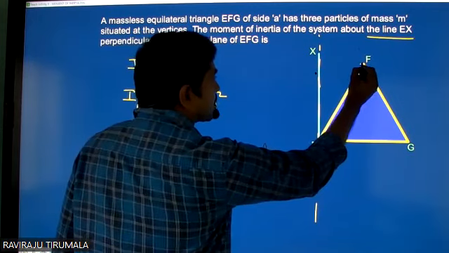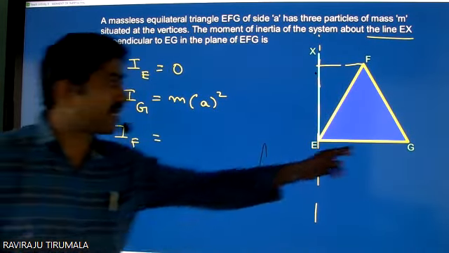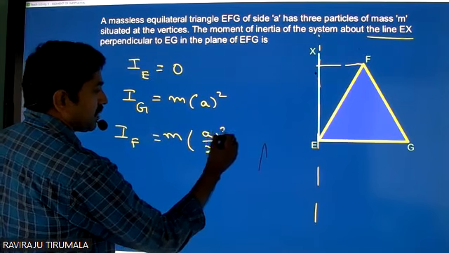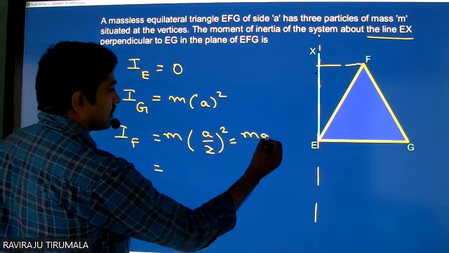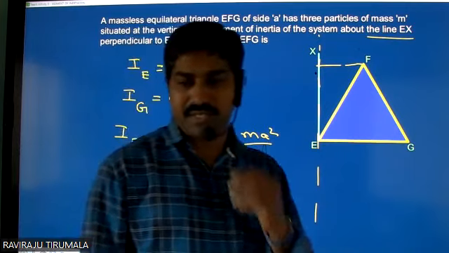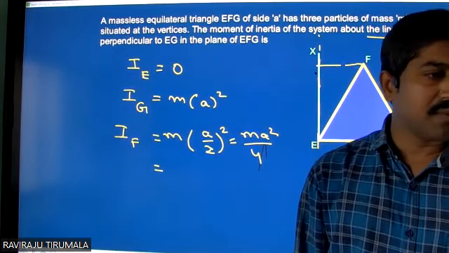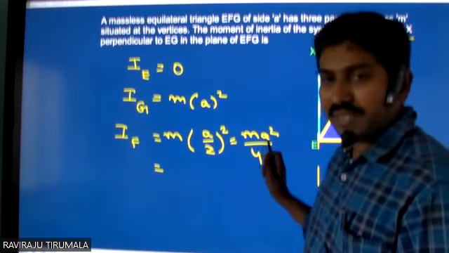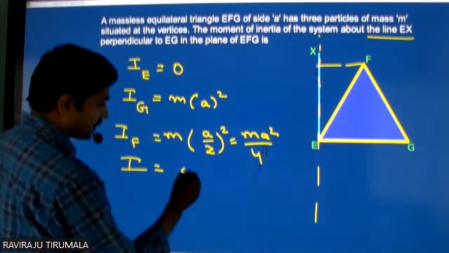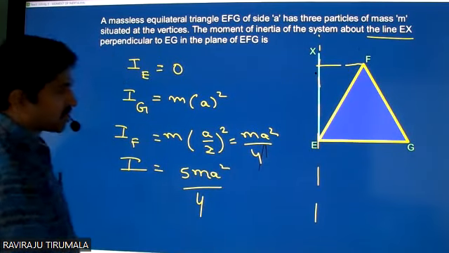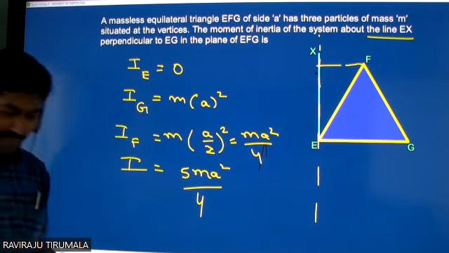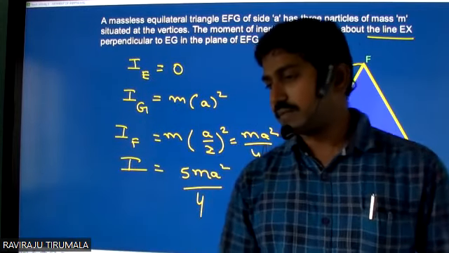Next, what about IF? From the particle F, the shortest distance is this much only, na? That is half of the side length only, na? So then how much it will be? M into A by 2 whole square. That will be m a square by 4. So only 3 particles given. For all the 3 particles, we have written the equations. Now total moment of inertia will be sum of these 3 only, na? So that will be ma square plus ma square by 4. How much totally? 5 ma square by 4. Resultant moment of inertia will be 5 ma square by 4. Okay. In last 10 years, directly based on the formula for moment of inertia, these 2 questions were given.